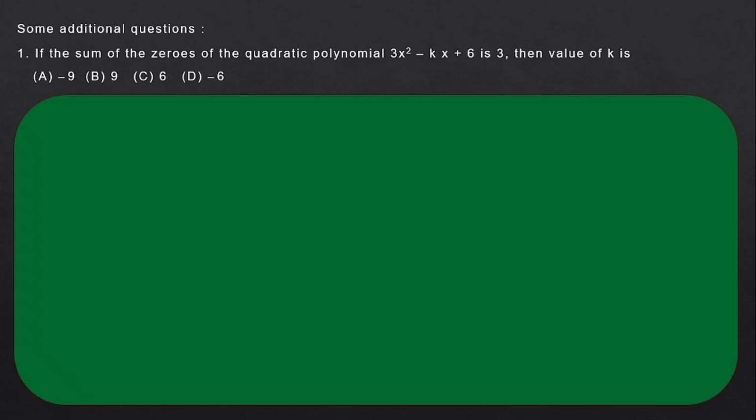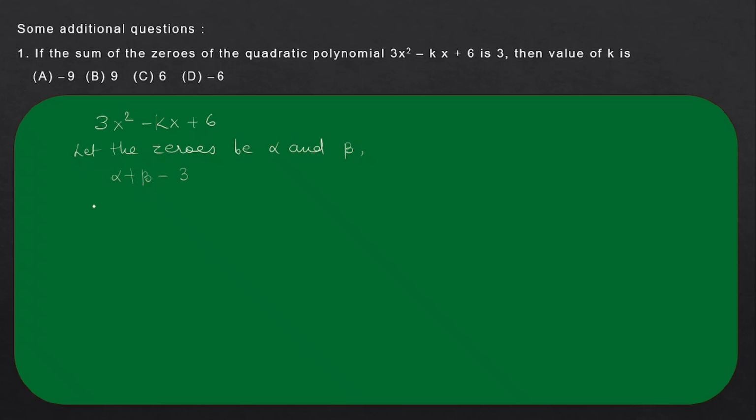The first additional practice question: if the sum of the zeros of a quadratic polynomial 3x square minus kx plus 6 is 3, then the value of k is. So the given polynomial is 3x square minus kx plus 6. The given part is sum of the zeros is 3. So let the zeros be alpha and beta. The question says that the sum of the zeros is 3. That means alpha plus beta is 3 given to us. We have to find the value of k.